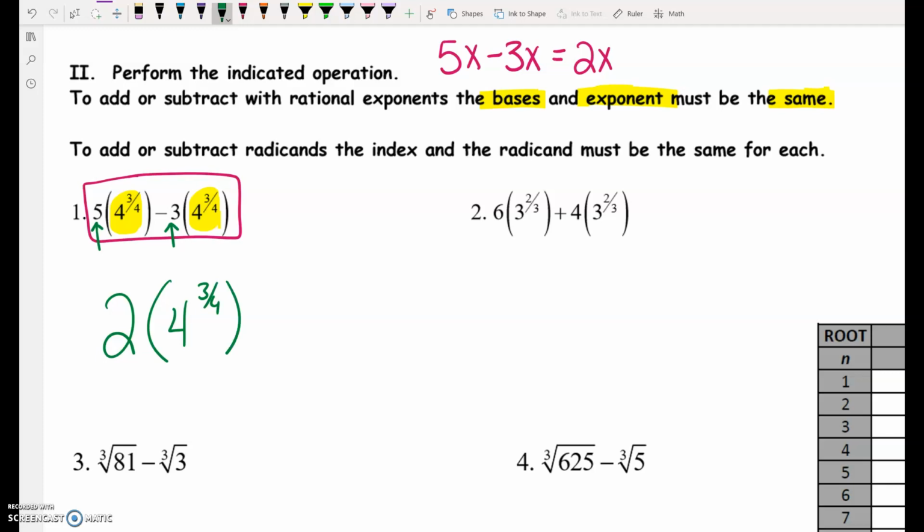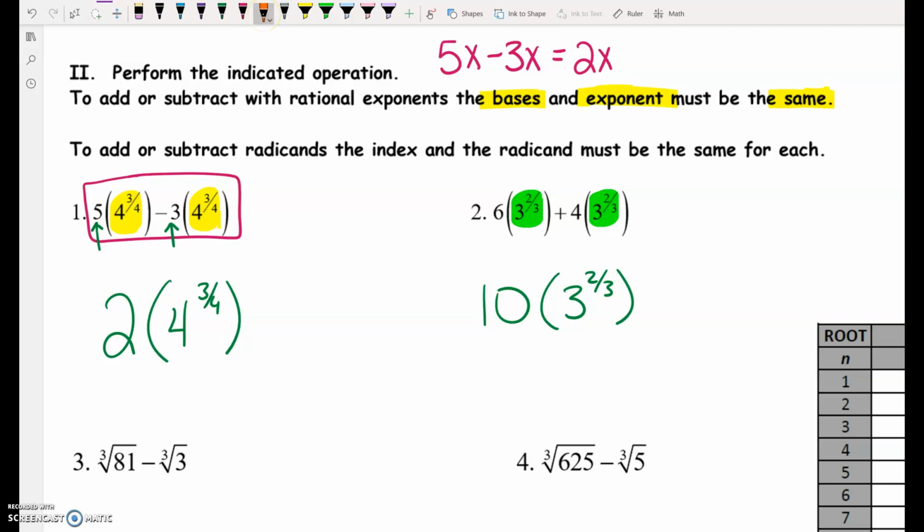So I just think about that thing in parentheses like it's a cookie. 5 cookies minus 3 cookies is 2 cookies. So take a look at number 2. What would our final answer be in number 2? 10 times 3 raised to the 2/3.